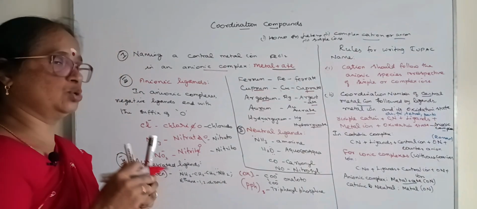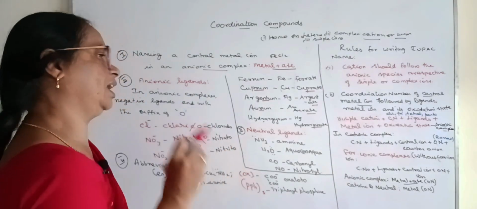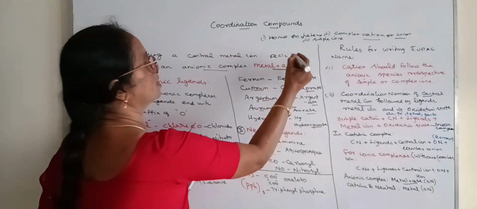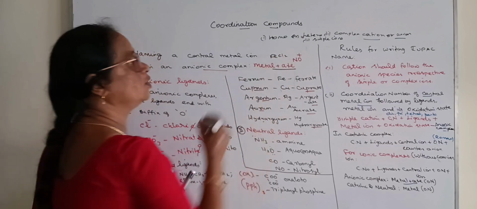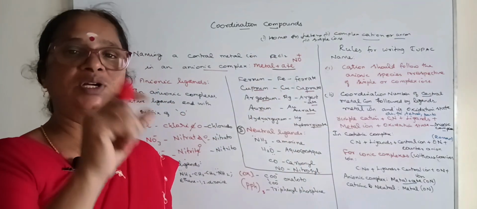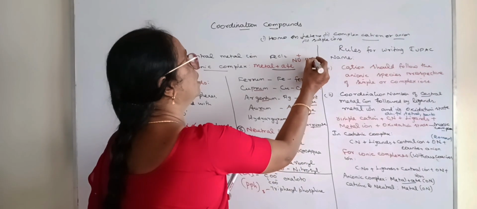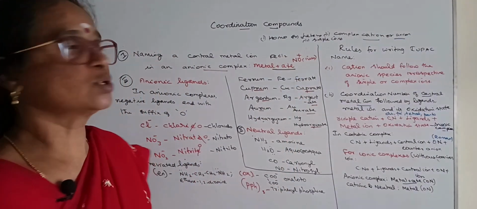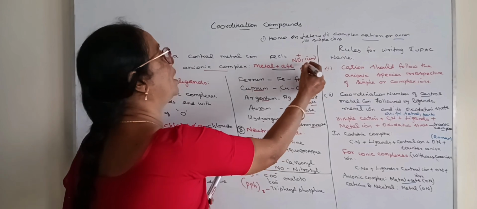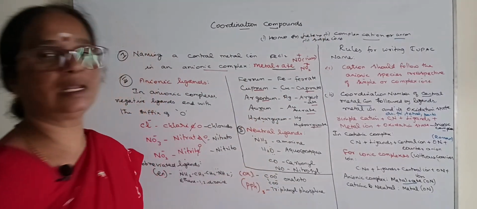Positive ligands usually end with the suffix -ium. Yesterday we said some of the positively charged ligands: NO+ is nitrosonium. So the positively charged radicals always have the suffix -ium. Or we can say NO2+ is nitronium. Now let us go to neutral ligands.